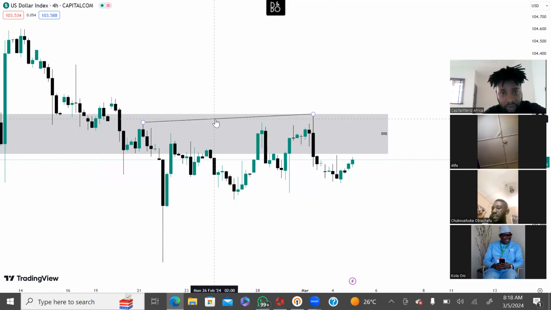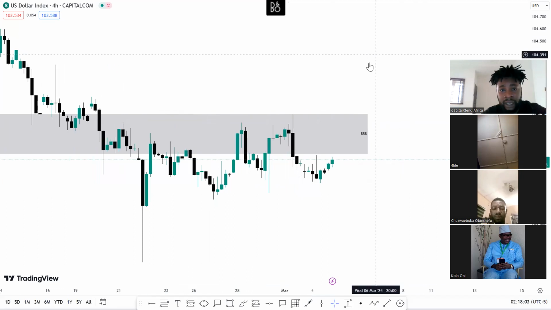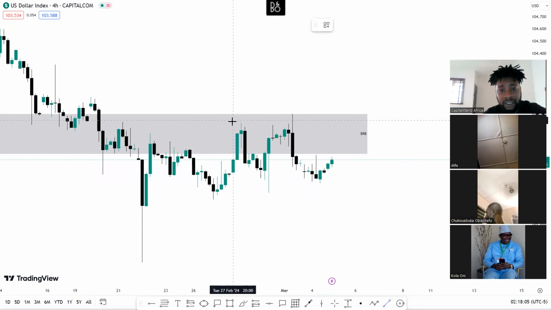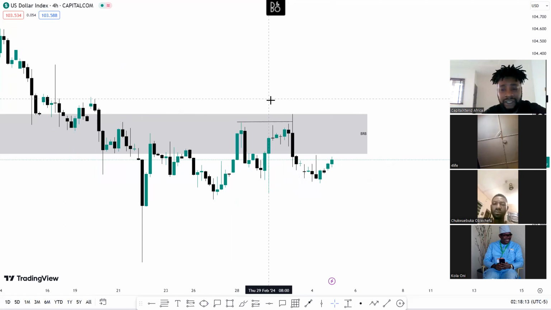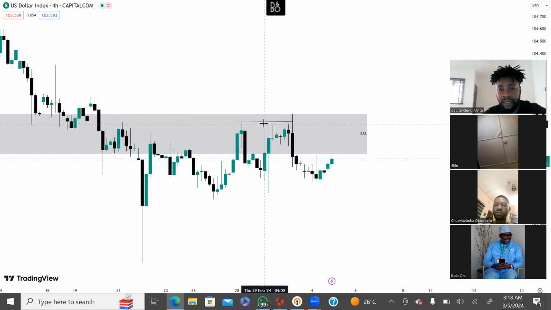So let's continue. Looking here again, I've got a 4-hour liquidity sweep, 4-hour stop points. So all this information is telling us that yes, the dollar index is going to drop. And if dollar index is dropping, definitely Euro USD should be buying, right?